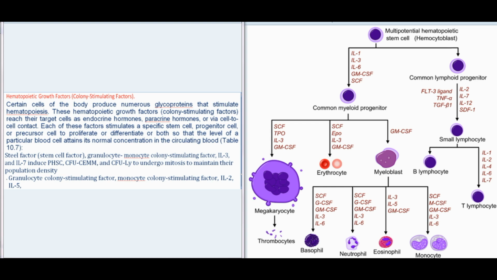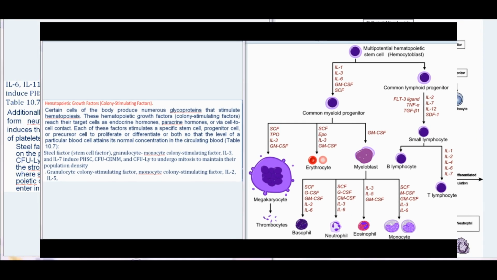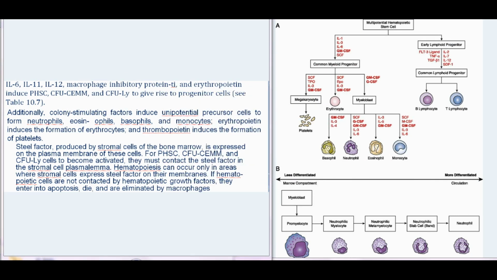Table 10.7. Steel factor, stem cell factor, granulocyte-monocyte colony-stimulating factor, IL-3, and IL-7 induce PHSC, CFU-GEMM, and CFU-Ly to undergo mitosis to maintain their population density. Granulocyte colony-stimulating factor, monocyte colony-stimulating factor, IL-2, IL-5, IL-6, IL-11, IL-12, macrophage inhibitory protein, and erythropoietin induce PHSC, CFU-GEMM, and CFU-Ly to give rise to progenitor cells. See Table 10.7.